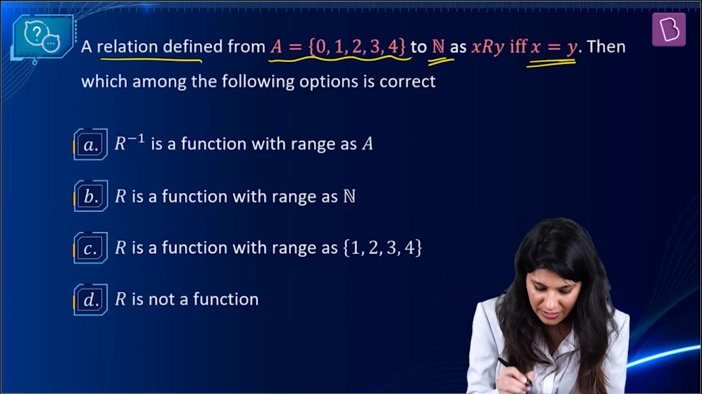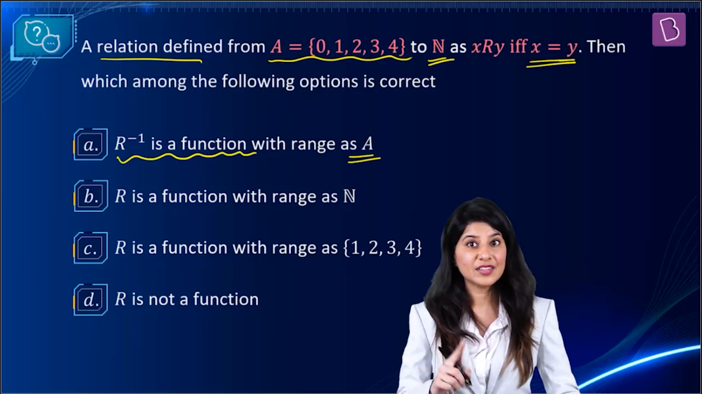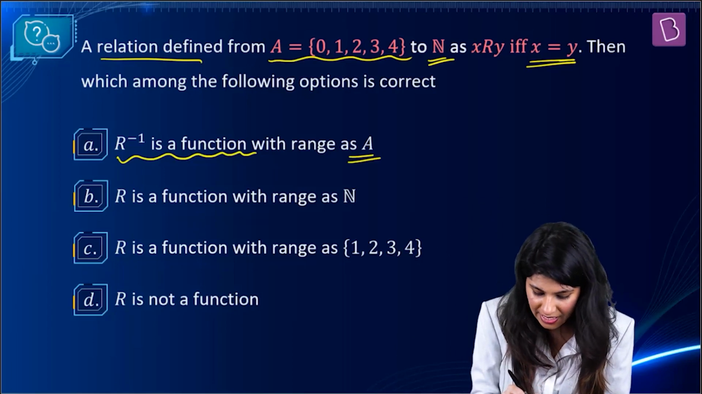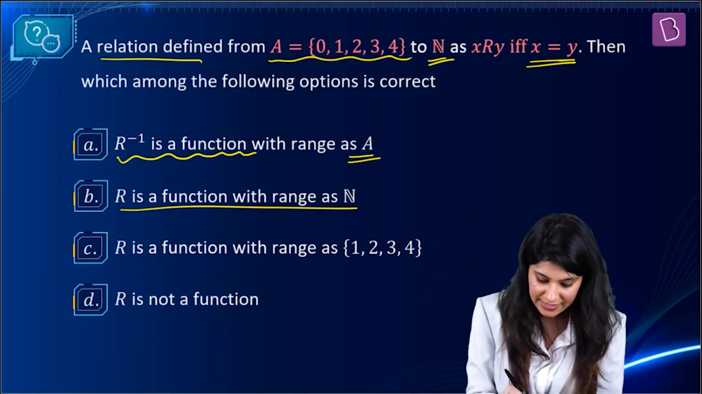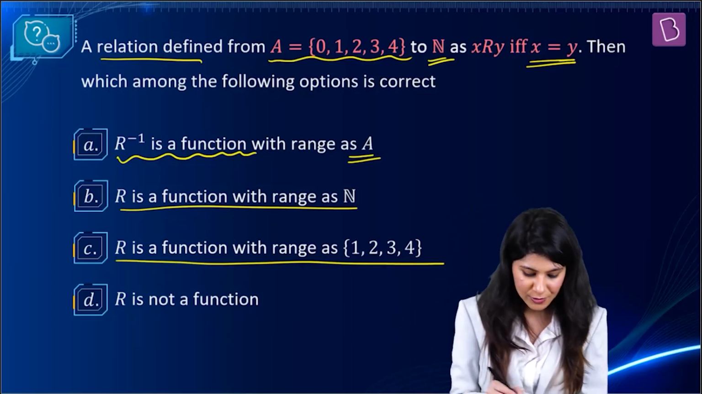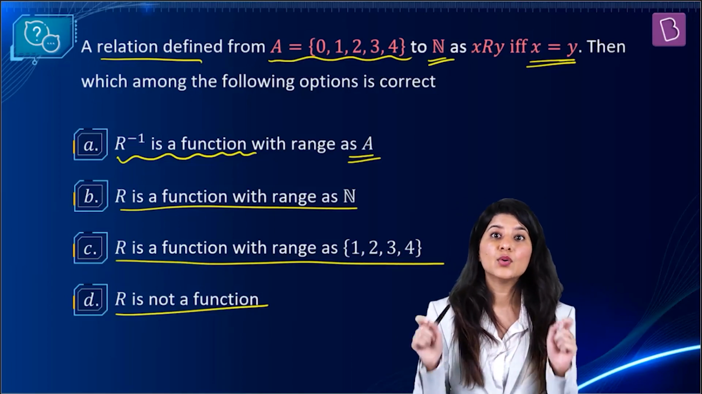Option A says we need to check whether R inverse is a function or not with range A. Option B says R is a function with range N. Option C says R is a function with range {1, 2, 3, 4}. Option D says R is not a function. The whole question is revolving around R.